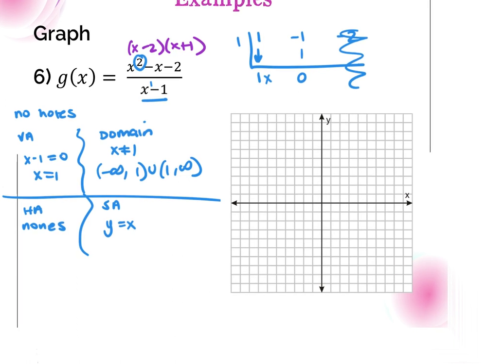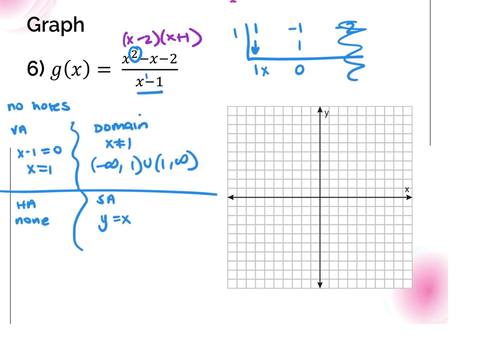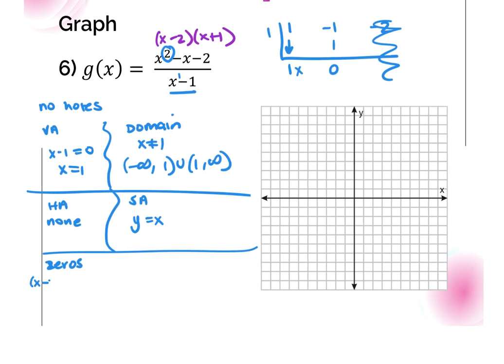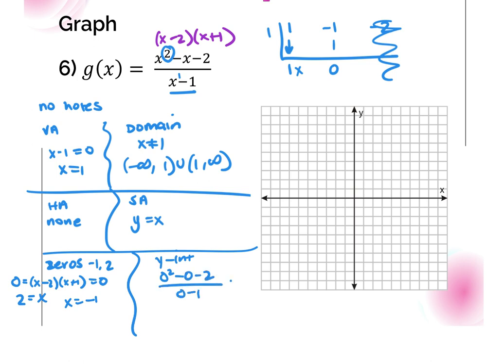I don't know why I wrote nones here. Sorry, it's just none. All right, now I'm going to go find my x-intercepts or my zeros by setting the numerator equal to 0. We already factored it. So I just split and solve it, and I get x equals 2 and x equals -1. And the y-intercept: plug in 0 for x, so 0 squared minus 0 minus 2 over 0 minus 1, -2 over -1, which is 2.